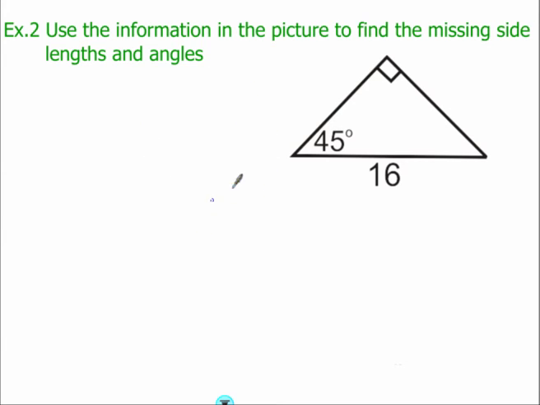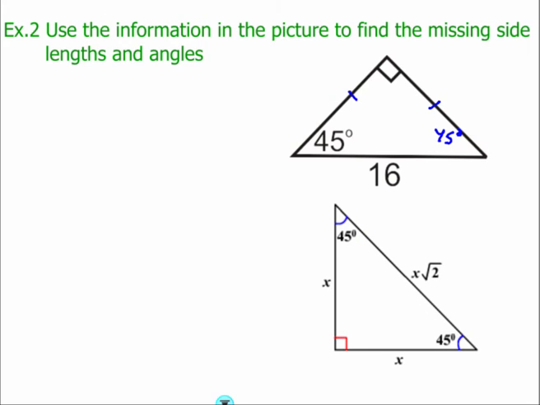All right, example 2, once again, says use the information in the picture to find the missing side lengths and angles. Okay, well, I've got a 45 degree angle here, which means that this is also a 45 degree angle. And that tells me that this is isosceles, so I know those two sides are equal to each other. So if I pull up my template, I know that my hypotenuse is equal to x times the square root of 2 if my other two sides are x. So 16 equals x times the square root of 2.